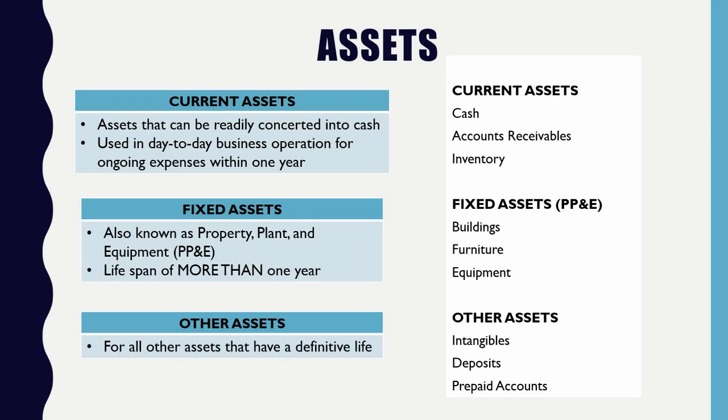Then we have the last one, which is going to be other assets. Typically, these are for anything that has a definite life, excuse me. And usually, these are your intangibles, okay. So again, that means you can't physically touch it, and these are your other assets, okay. So what is going to be considered an intangible? Intellectual property is an example, right? A patent, a license, a copyright.